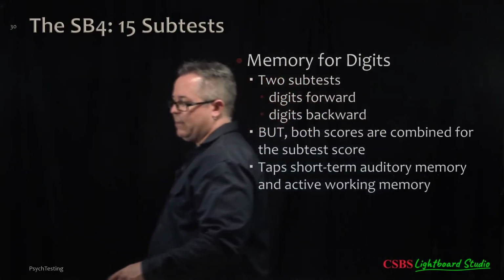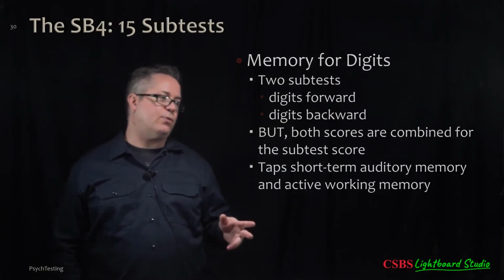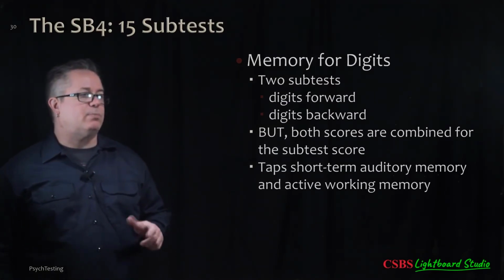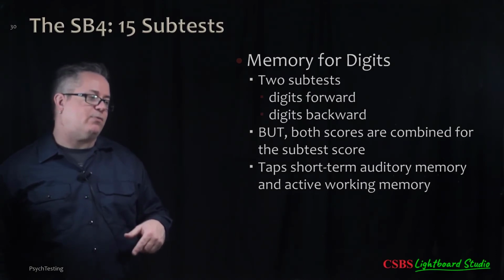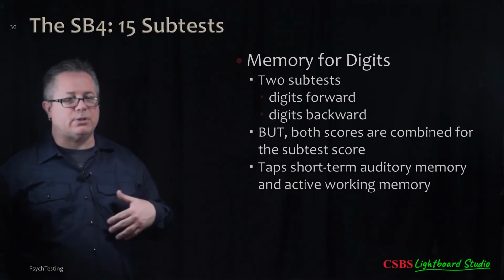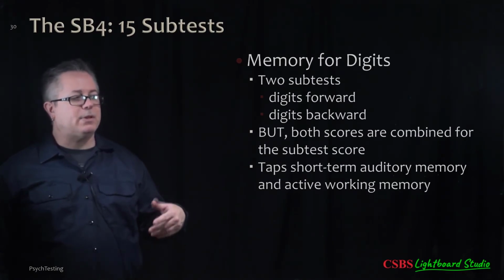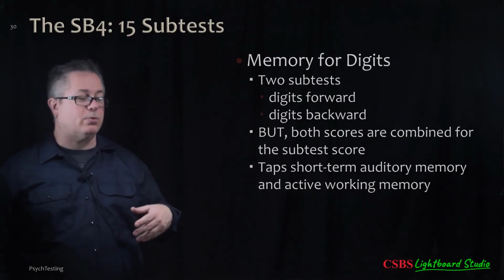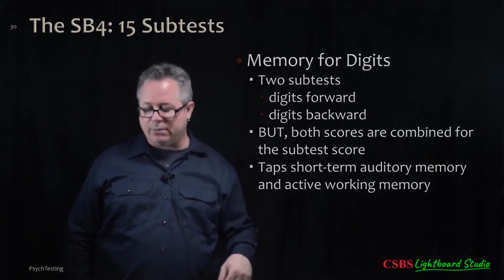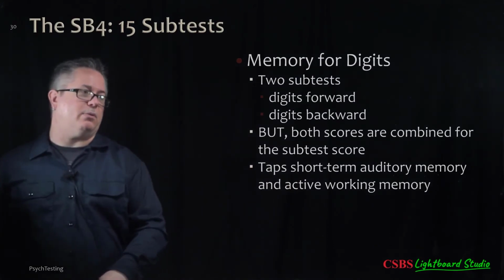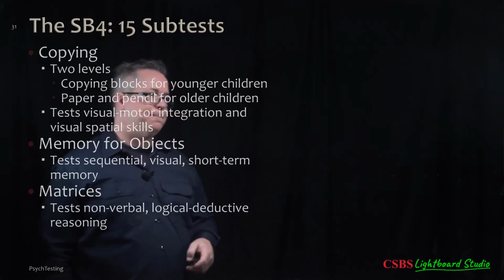Then you had digit memory. There are 2 subtests, digits forward and digits backward, but both scores are combined for the subtest score. This taps short-term auditory memory and active working memory, because I believe they would tell them numbers and then they repeat the numbers back. The forward is they would say, all right, repeat these numbers, and for the backwards, they would say the numbers in an order, and then the person had to repeat them in the reverse order. So it required them to hold the numbers in memory and then repeat them back.